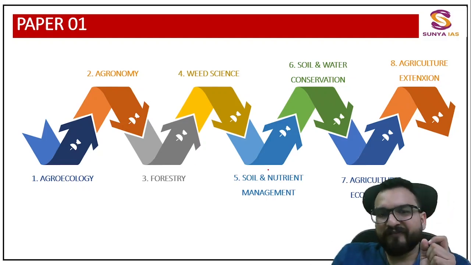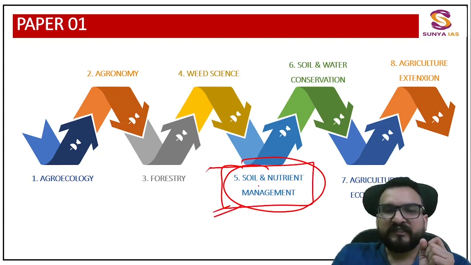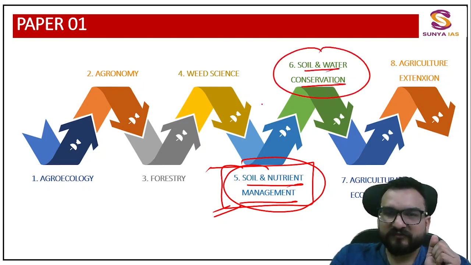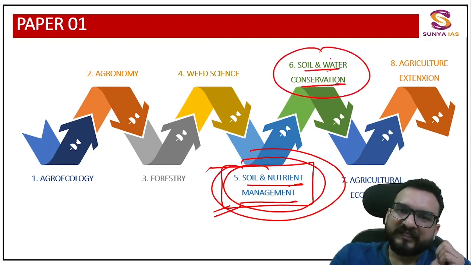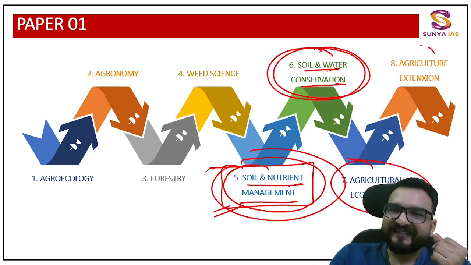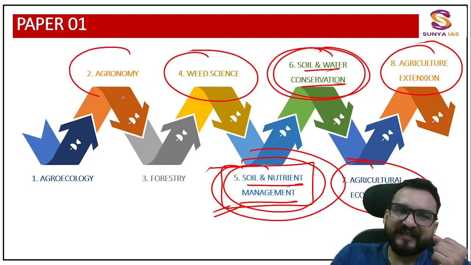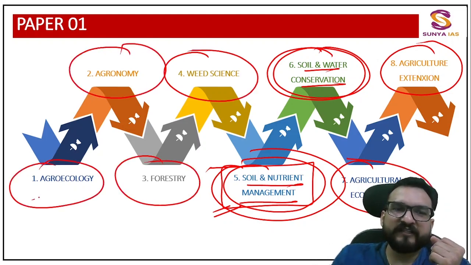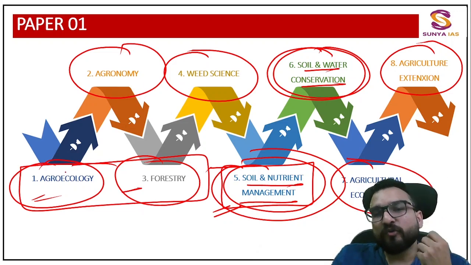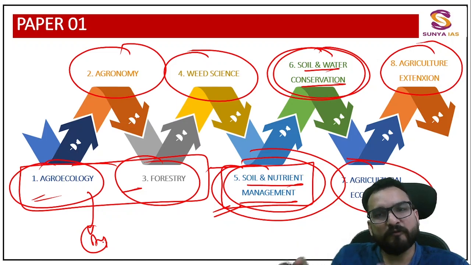First of all, we will be starting our lecture series from unit number 5, that is soil and nutrient management. Then soil and water conservation. First we will be understanding soil, next soil and water conservation, next agriculture economics, then agriculture extension, then weed science, agronomy, and in the last we will be covering these 2 units, because these 2 units are such that even if you don't study, you will be scoring average marks over here. This is not the core of paper 1.